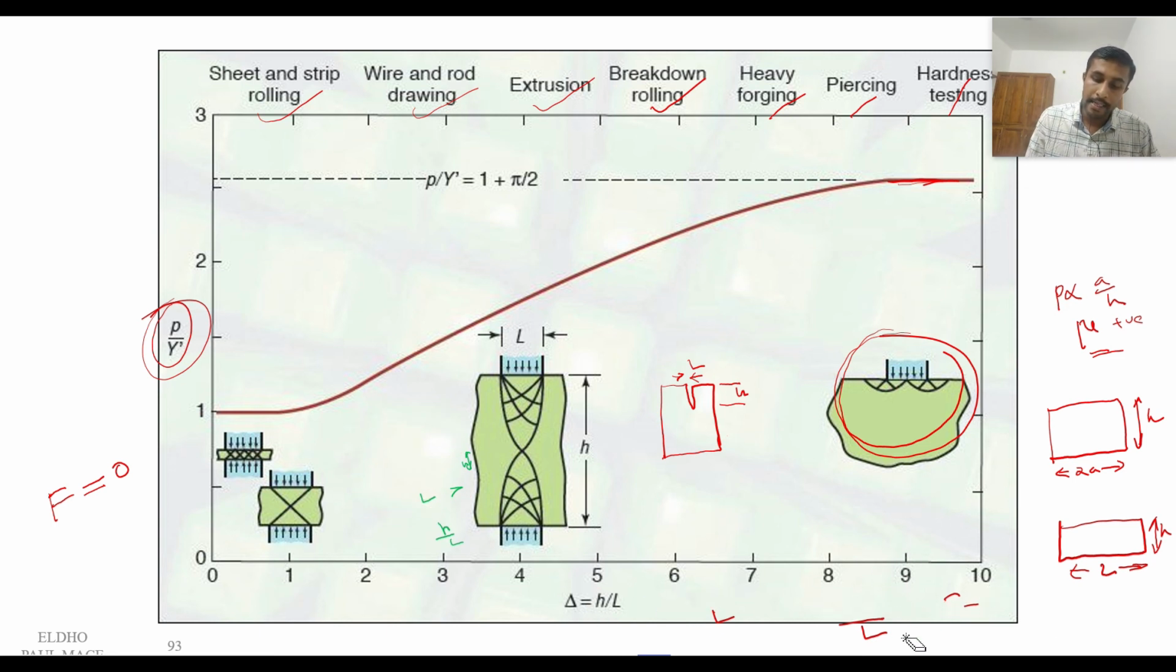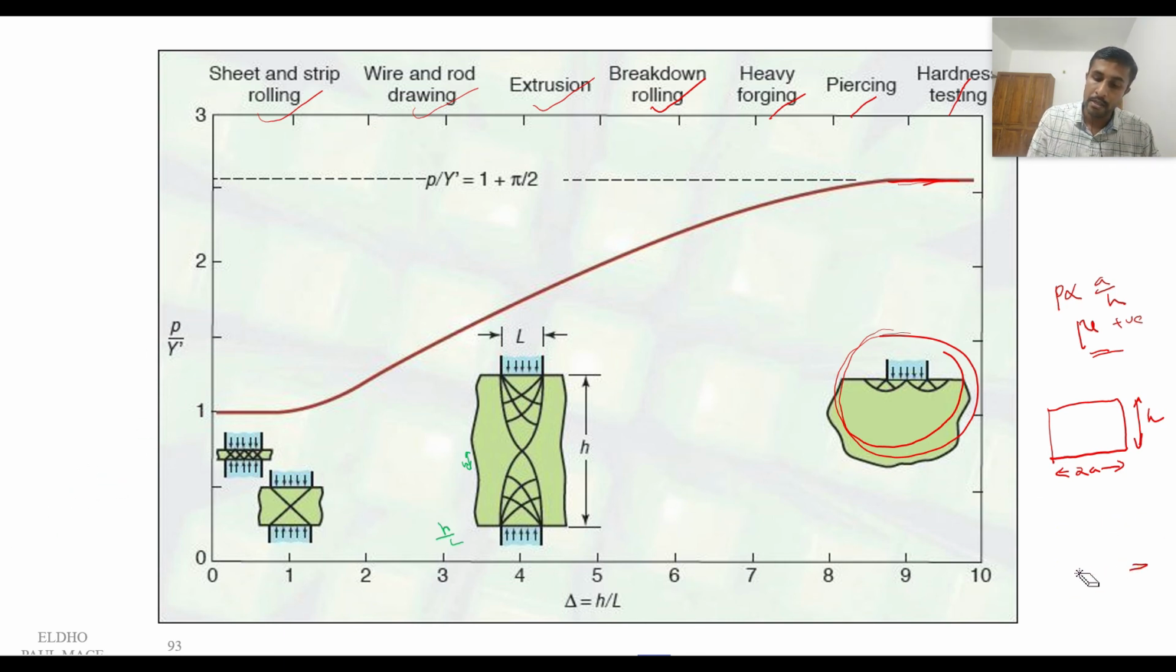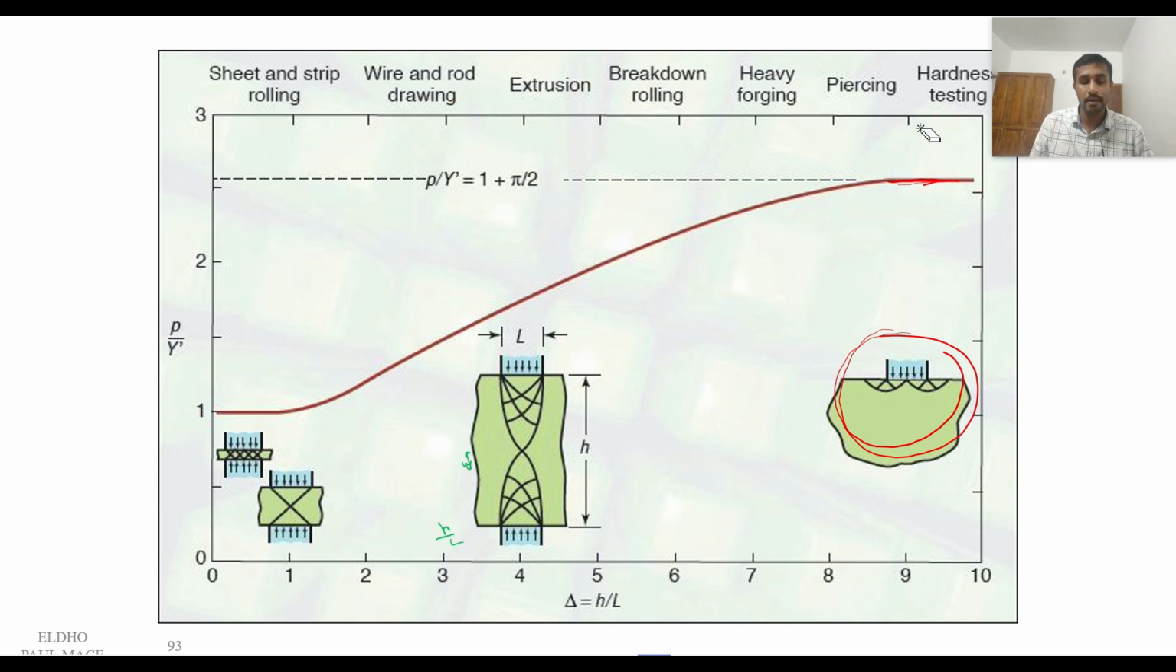So when the S by L ratio is higher, we can see higher pressure is required for the deformation. So what is the reason for that? Here the friction is 0. We drew this figure, or we plotted this, by conducting the experiment with 0 friction. So what is the reason for the higher pressure required in hardness testing but lower pressure required in the rolling process when the friction is equal to 0?